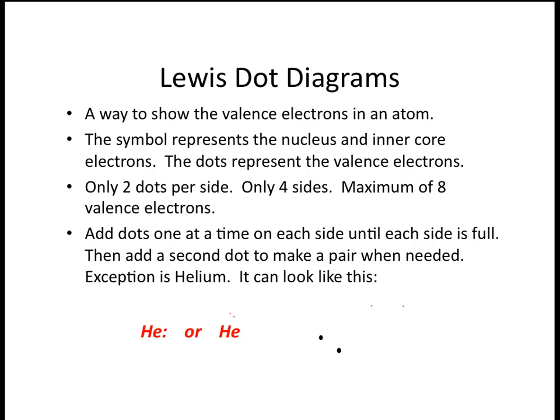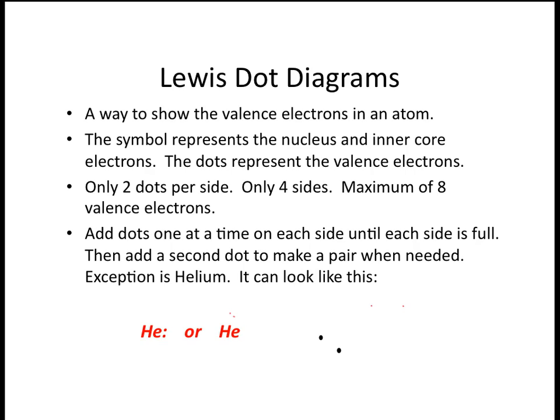Only 2 dots per side. There can only be 4 sides, a north-south and east-west position around the symbol, and only a maximum of 8 valence electrons will ever be found in these diagrams. There are some rules. As we add the electrons, we're going to put 1 dot at a time on each side until each side is half full. Then we add a second dot to make a pair when needed.